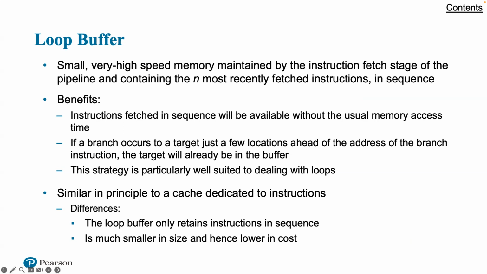Three, the strategy is particularly well suited to dealing with loops or iterations, hence the name loop buffer. If the loop buffer is large enough to contain all of the instructions in a loop, then those instructions need to be fetched from memory only once, for the first iteration. For subsequent iterations, all the needed instructions are already in the buffer. The loop buffer is similar in principle to a cache dedicated to instructions. The differences are that the loop buffer only retains instructions in sequence and is much smaller in size and hence lower in cost.